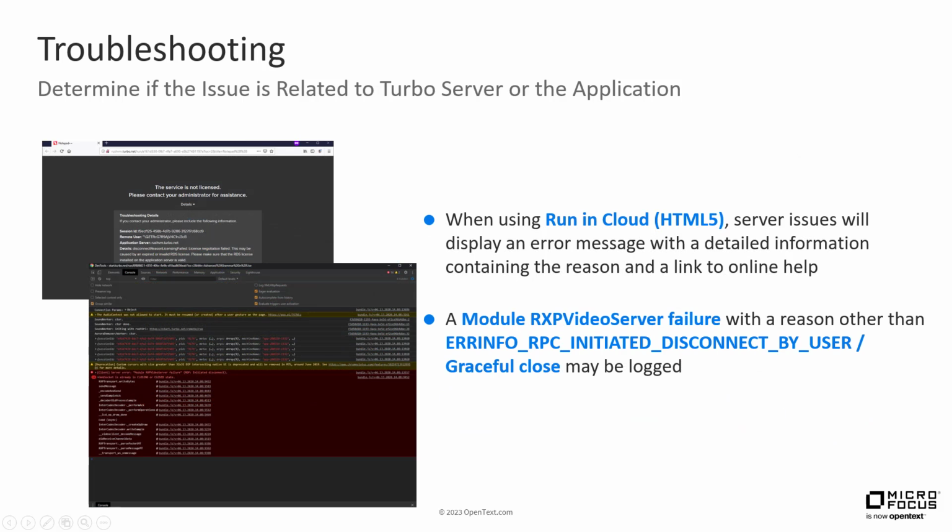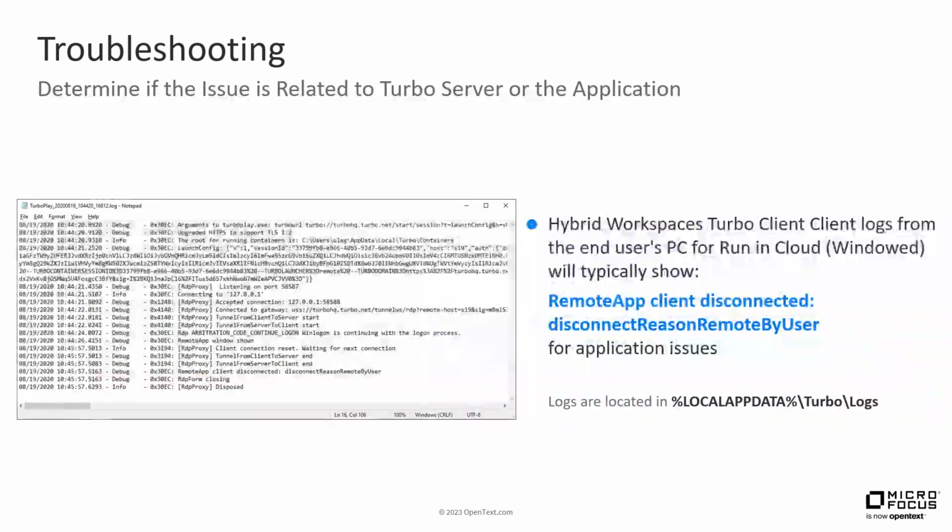If it's a server issue, you'll typically see this error message with detailed information as well as a link to the problem. Additionally, if you open the browser console logs, you may see the same error message saying that the disconnect was issued by the user. If you're using run in cloud windowed, application issues typically, again, show as disconnect reason remote by user. And again, these logs will be located in the Turbo Logs folder on the local machine.